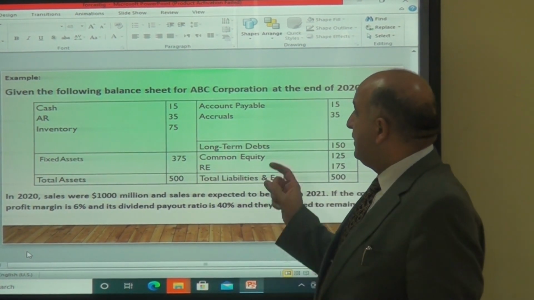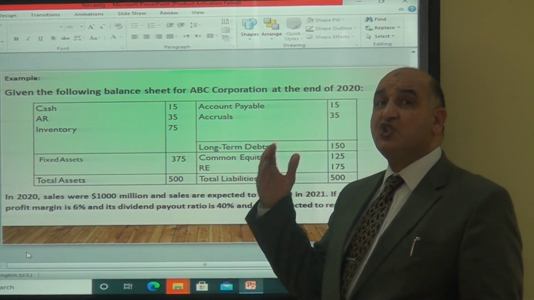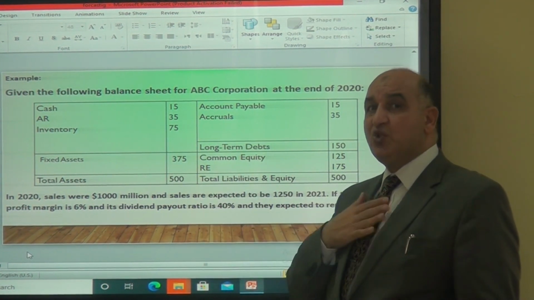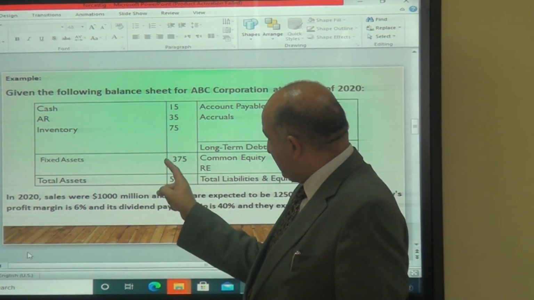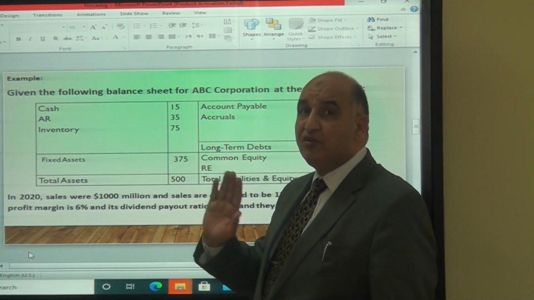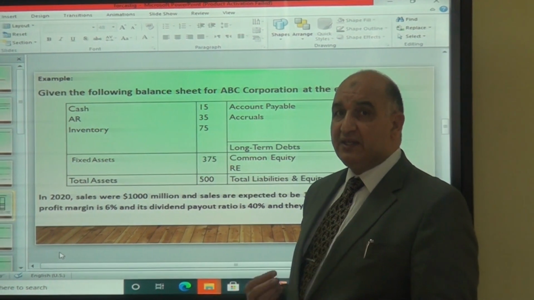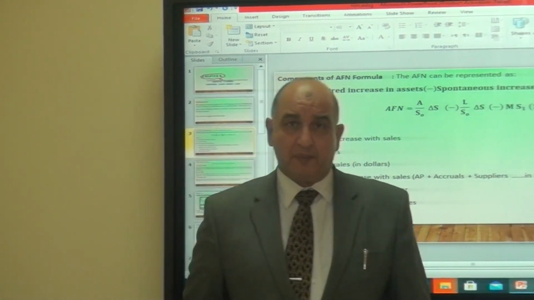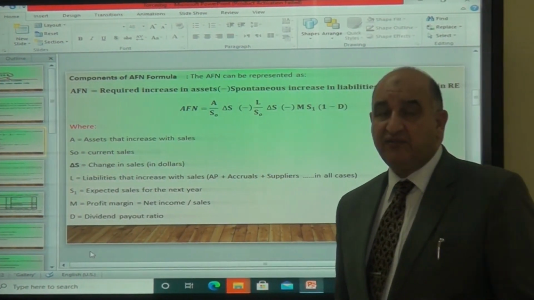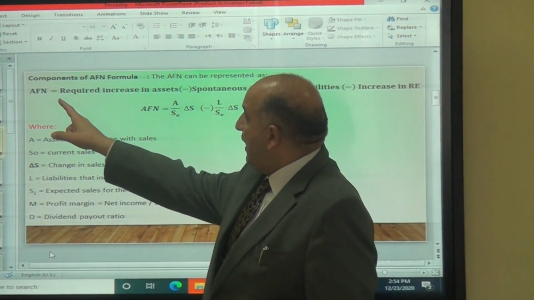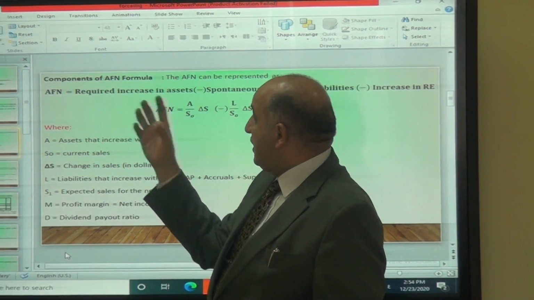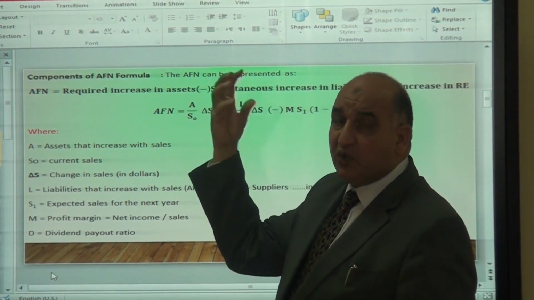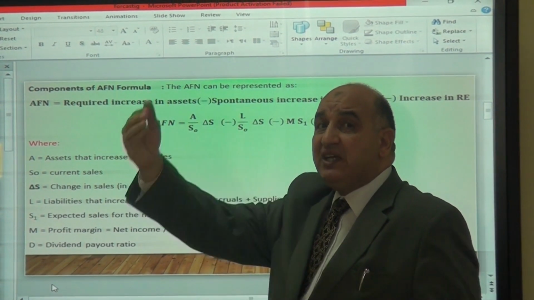The requirement: we need to calculate how much money we need to finance the increase in our sales, assuming that our fixed assets are fully utilized. In this case, we have a very simple equation to apply, which is this one. The external fund needed, or additional fund needed, equals what? Equals the increase in assets. We need to calculate how much our assets are going to increase.